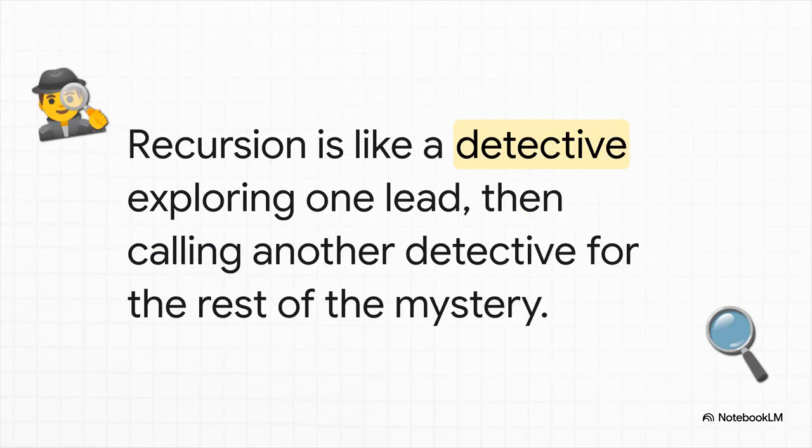A great way to think about this is to imagine our function is a detective. It's investigating the string. It finds the first valid clue, a palindrome. Then, for the rest of the string, the rest of the mystery, it calls in a new detective to do the exact same job on that smaller piece.